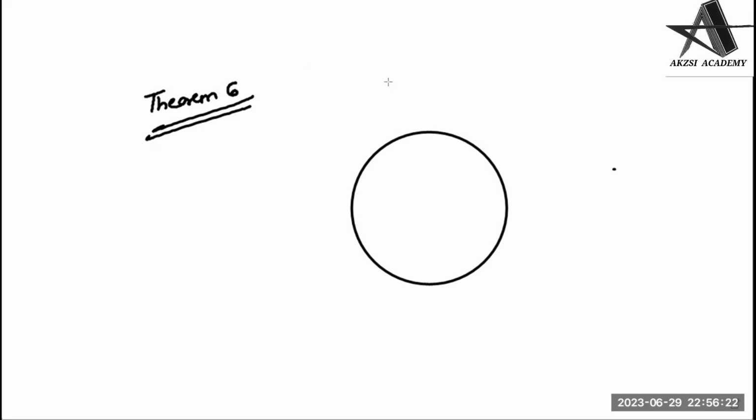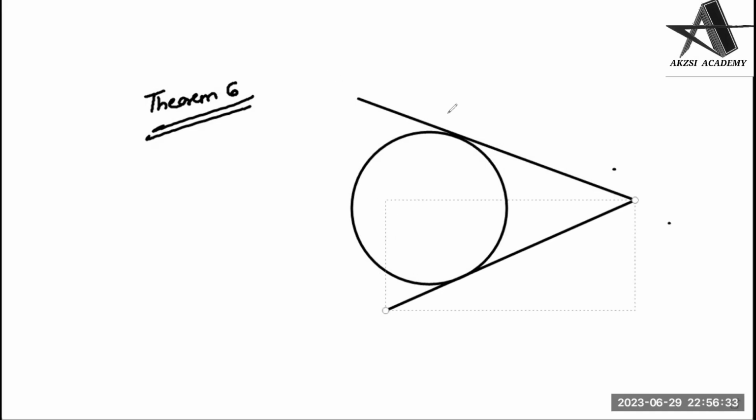Theorem 6 also deals with tangents, but with a pair of tangents. It says if two tangents are meeting at one point, these are two tangents. Let me name them A, B, C. So two tangents AB and BC. If they are meeting at one point, then the lengths of the tangents will be equal, which means AB will be equal to BC.